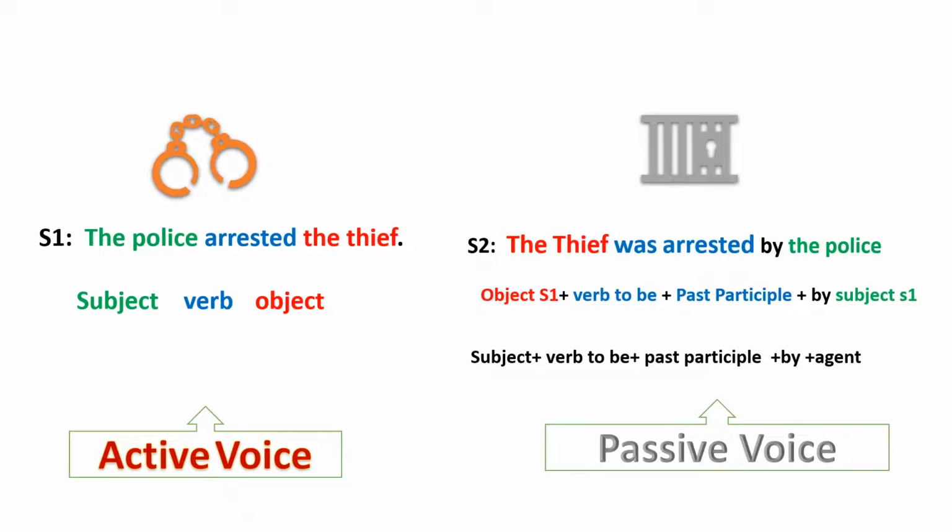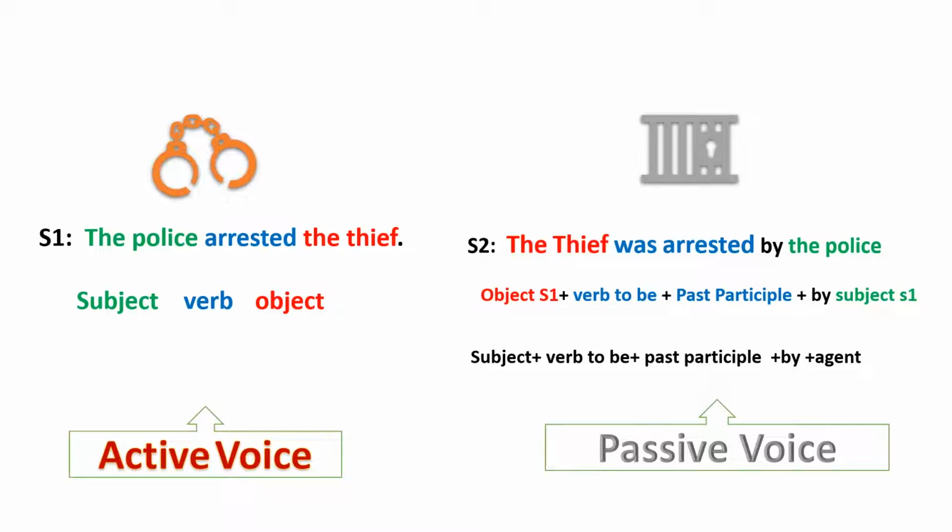After that, we continue with the past participle of the verb. And here sometimes you will have a sentence with 3 verbs, 2 auxiliaries and the main verb. We want the past participle of the main verb, not the auxiliaries. Plus by, plus the subject of sentence number 1. What do we call this? We call it agent.